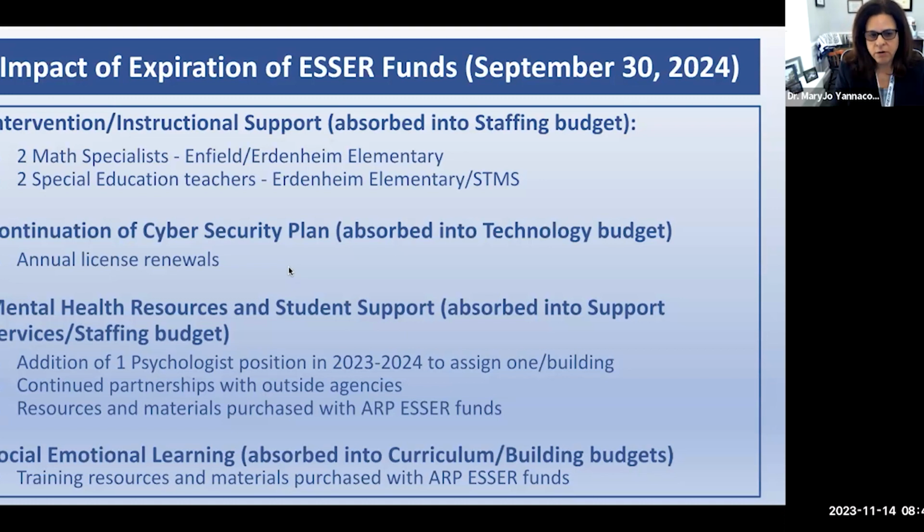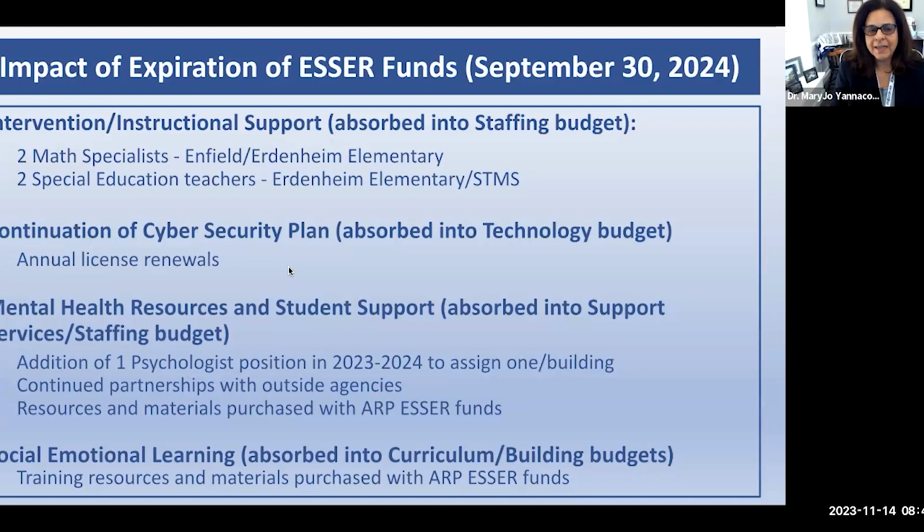We've continued our partnerships with outside agencies. For example, our on-site counseling services through Aldersgate. And then we also have purchased some resources and materials to be able to utilize with our students. Some of that is testing materials. Some of that are additional resources, including social emotional learning resources, our contract with Second Step. And so those training resources and materials, all of that we are absorbing in 24-25.